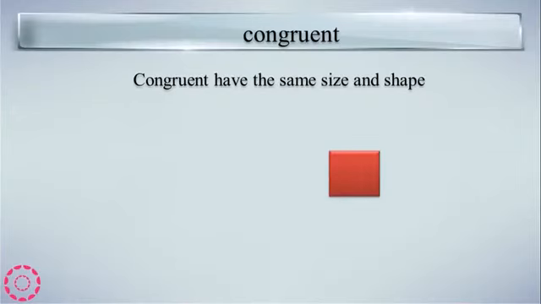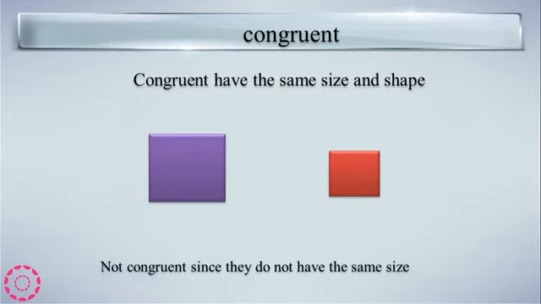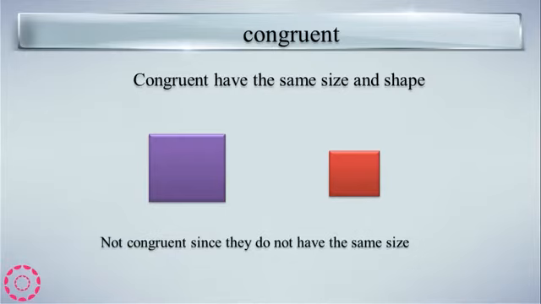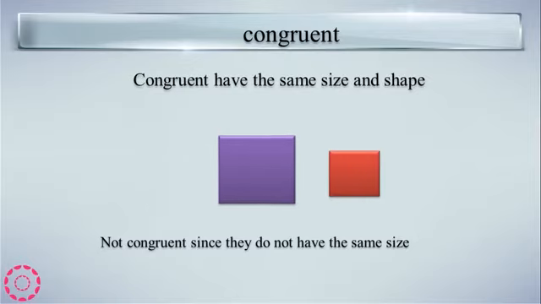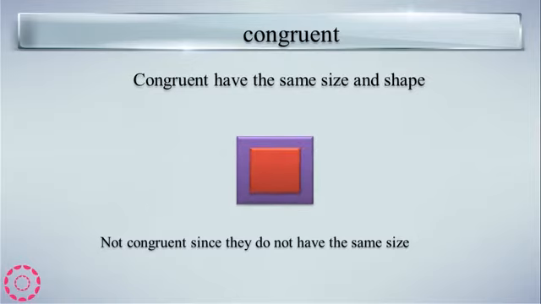And the congruent figures have the same size and the same shape. Don't forget that. Look at the two shapes. Not congruent. Why? Because the purple one is big and the red one is small. They haven't the same size. They are different. The purple one is greater and the red one is smaller. They aren't congruent.